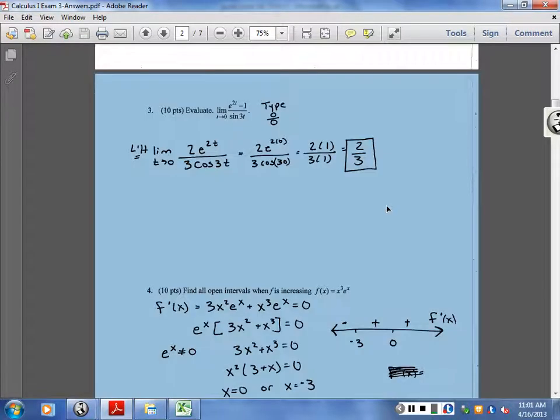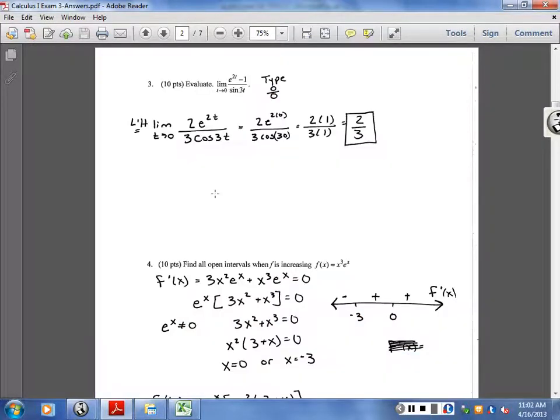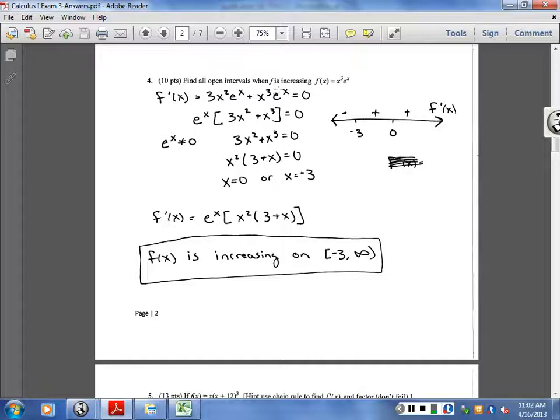Number 3, I was so surprised, and it might not have been in this section. How many people differentiated e to the 2t as 2t e to the 2t? Some of you also put 2t e to the 2t minus 1. You treated it just like an x to a power. But it's not. The derivative of e to the 2t is 2 e to the 2t, not 2t e to the 2t. So that was a little concerning there. People put 2t e to the 2t here, which is concerning. So, find the open intervals in which the function is increasing.